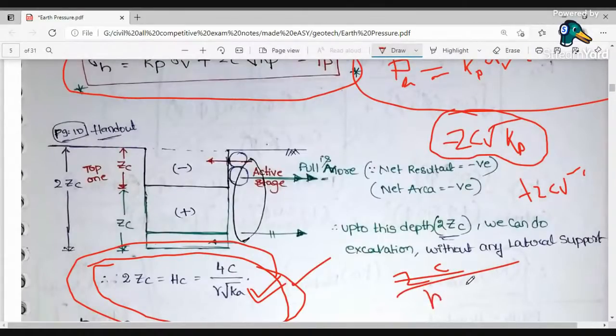Sometimes people get confused about what is the lateral support depth or what is the tension crack depth. Tension crack depth is 2c over gamma root over Ka.